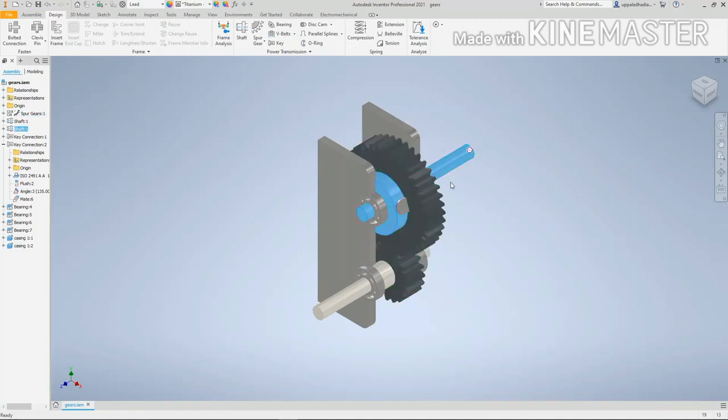And the reverted gear train is a compound gear train in which the input and output shafts are collinear to each other. So the input and output shafts in a reverted gear train are collinear to each other.